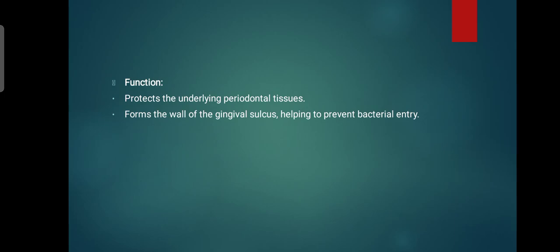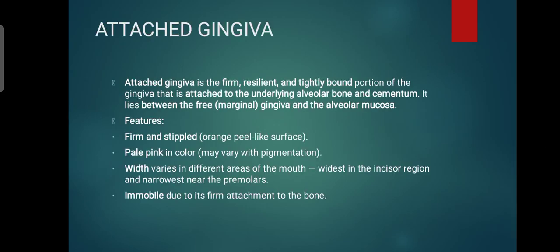Its function is to protect the underlying periodontal tissues, and it forms the wall of the gingival sulcus, helping to prevent bacterial entry. Attached gingiva is the firm, resilient, and tightly bound portion of the gingiva that is attached to the underlying alveolar bone and cementum. It lies between the free marginal gingiva and alveolar mucosa. Between the alveolar mucosa and free gingiva, there is a part where it is covered with bone. It is attached gingiva. Okay? And cementum, bone and cementum, the root part of the tooth and the bone.